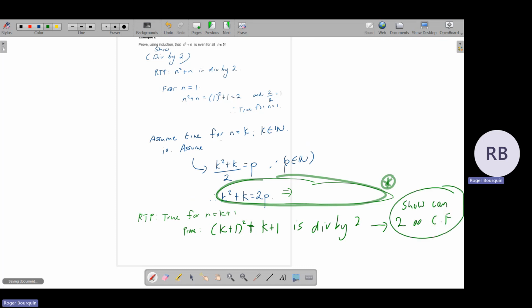I want to be able to take out from this expression 2 as a common factor. Why? Because that shows that it's divisible by 2. You with me?